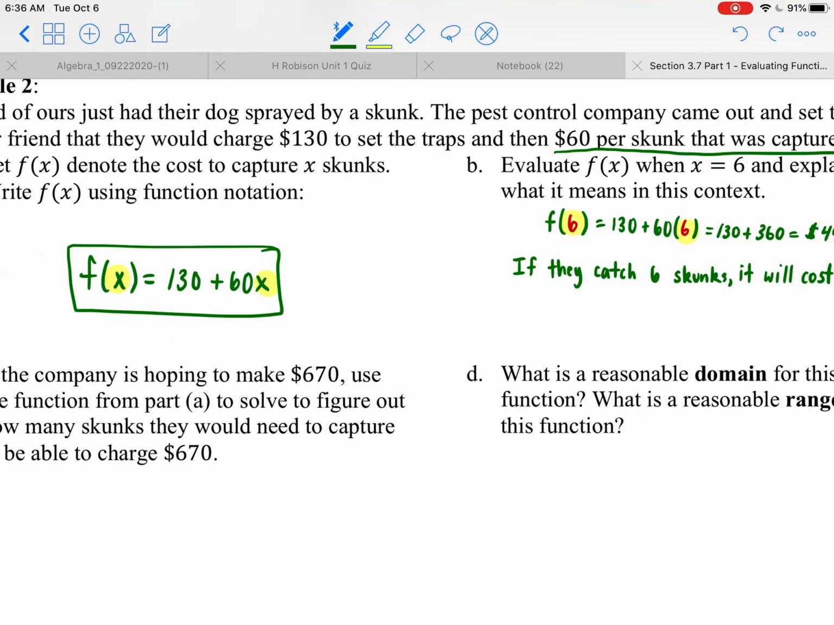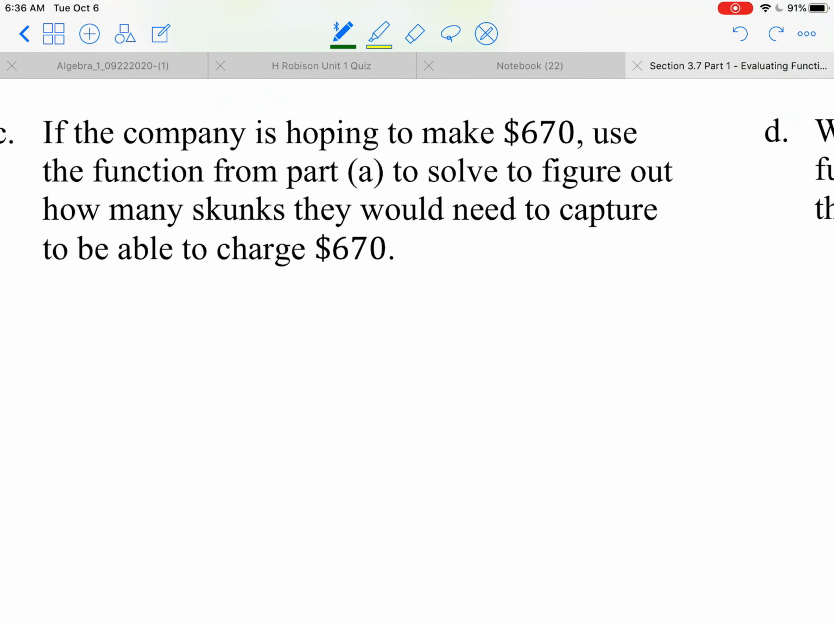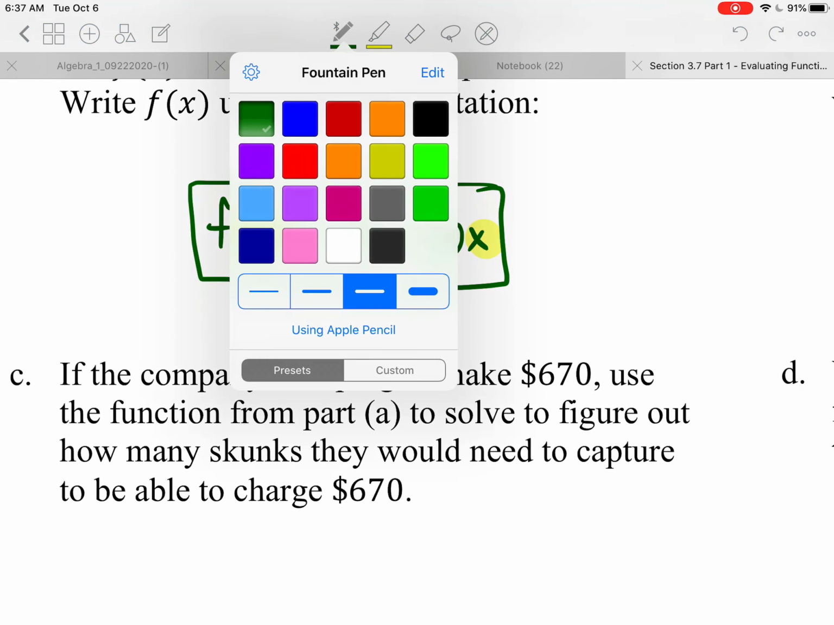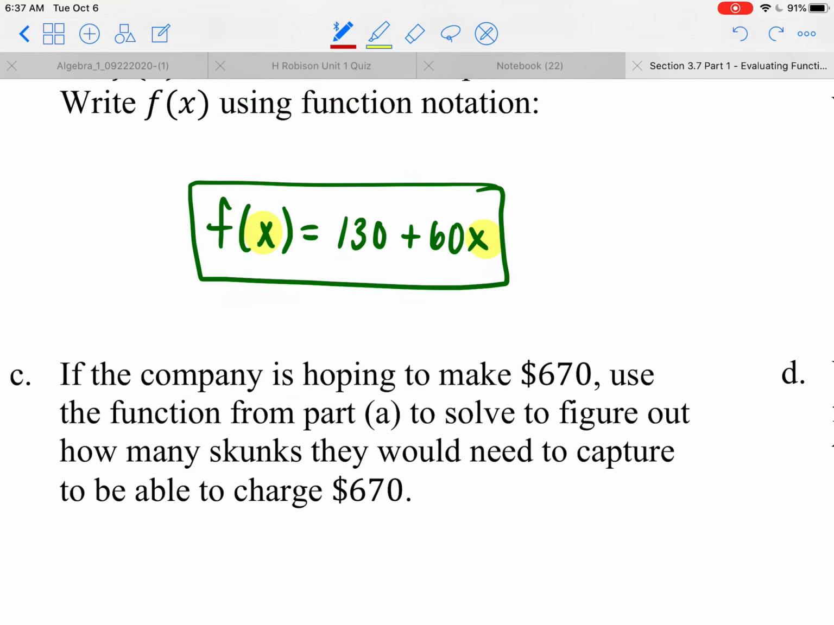Okay? All right. If the company is hoping to make $670, use the function from part A, right up there, to figure out how many skunks they would need to capture to be able to charge $670. So remember, when you do this, this right here is the cost, and this right here is the cost. And we're saying the cost is equal to the cost.